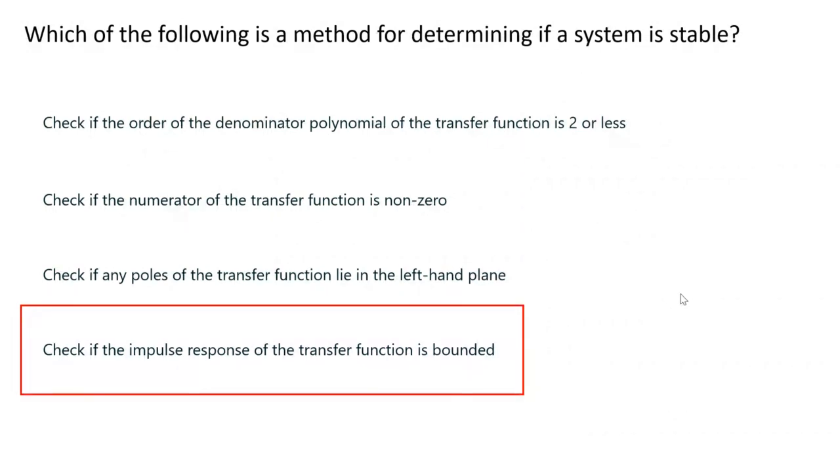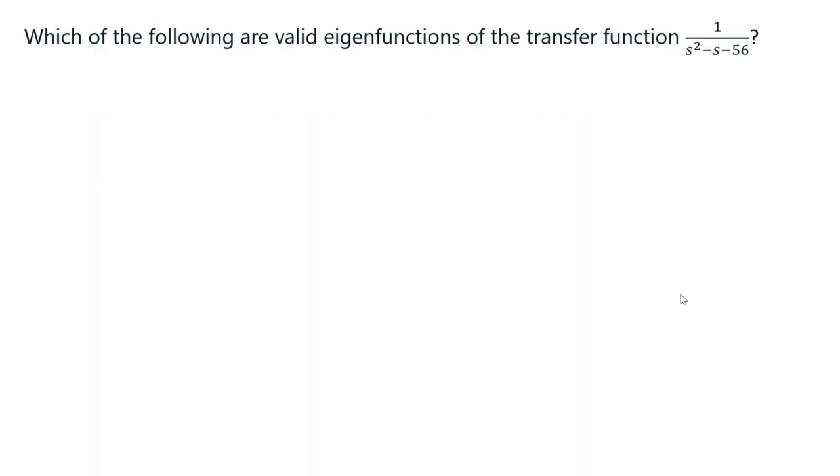Which of the following is a method for determining if a system is stable? You check the impulse response of the transfer function, and the impulse response is great because remember that the impulse response has infinite magnitude, and it has an infinite number of frequencies all mixed together. It's crazy, right? So if your system doesn't diverge from that, then it's stable.